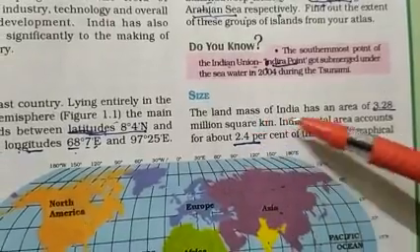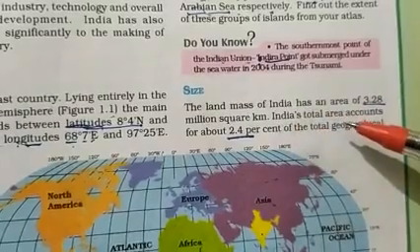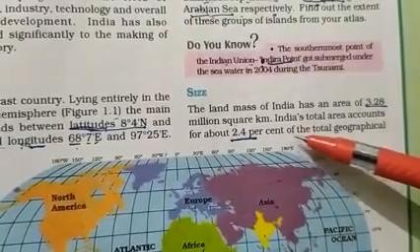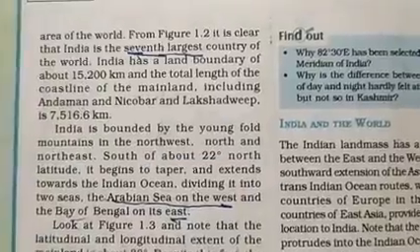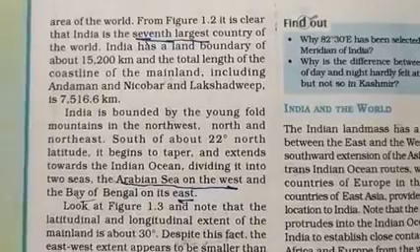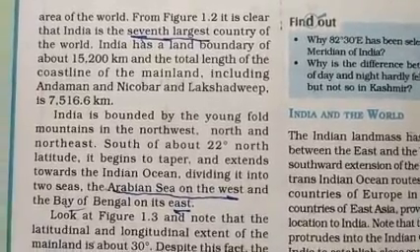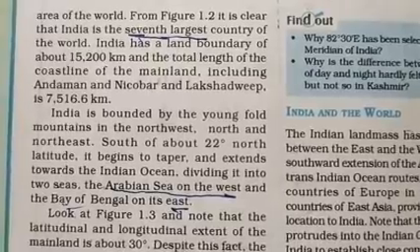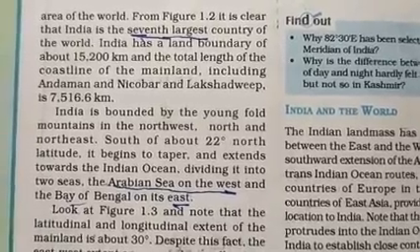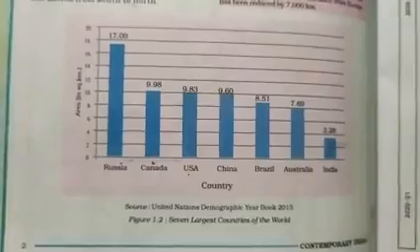Size. Now, the land mass of India has an area of 3.28 million square kilometers. India's total area counts about 2.4% of the total geographical area of the world. And India is the 7th largest country of the world. India has a land boundary of about 15,200 km and the total length of coastline of the mainland including Andaman and Nicobar Islands is 7,516.6 km.